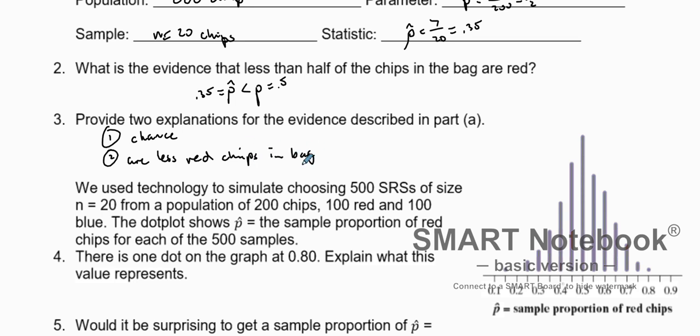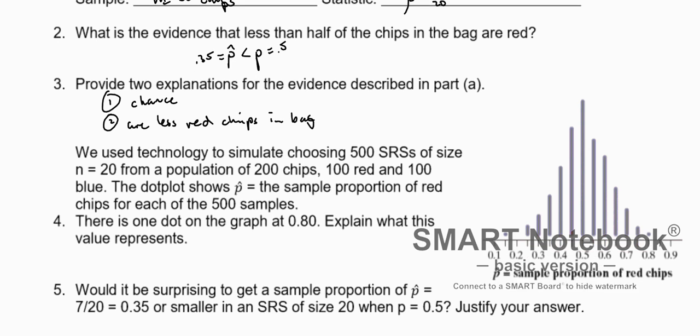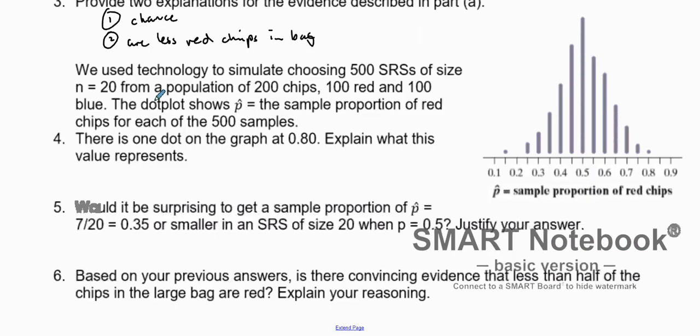If it's by chance, we had a bad day. We accidentally just chose 7 out of 20 instead of 10 out of 20. Or there actually could be fewer red chips in the bag. So the question is, how do we figure this out? Well, using technology, we can simulate this, and this is what you see a lot in doing this. Let's just say we did 500 SRS of sample size 20 from the population of 200 chips, 100 red chips and 100 blue chips.